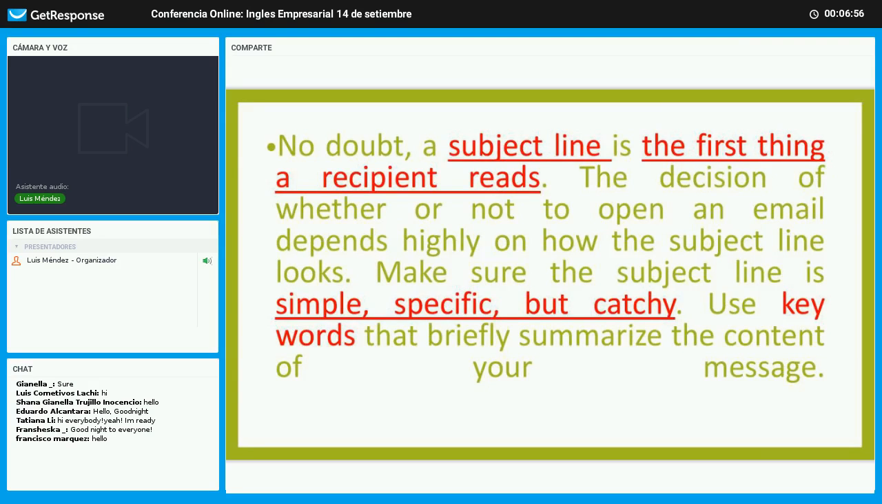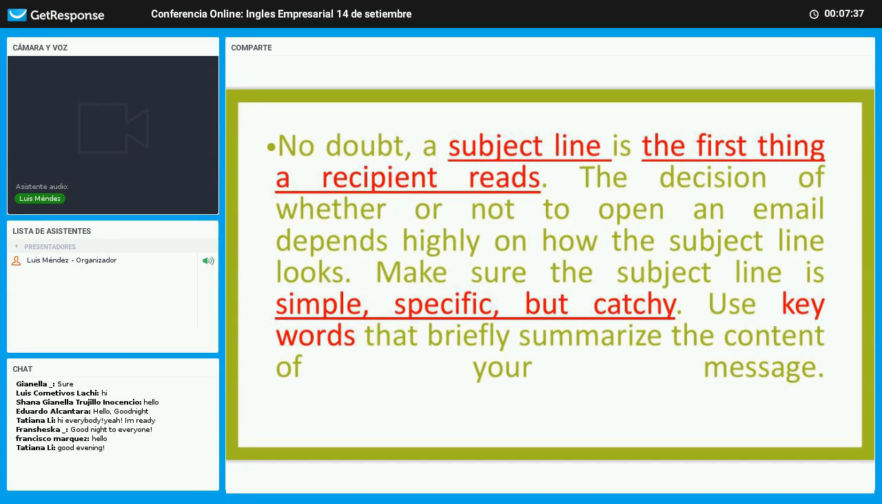If you want your email to be read, your subject line is the key here. So let's continue. Here are the recommendations for people when you're writing your emails. Make sure the subject line is simple, specific, but catchy. What do we mean by catchy? That it has to call the attention of the person who is going to read it. It has to catch their eyes.